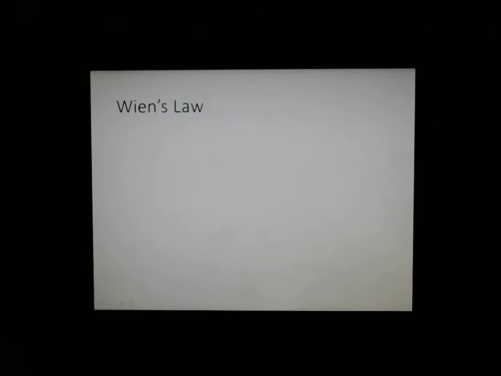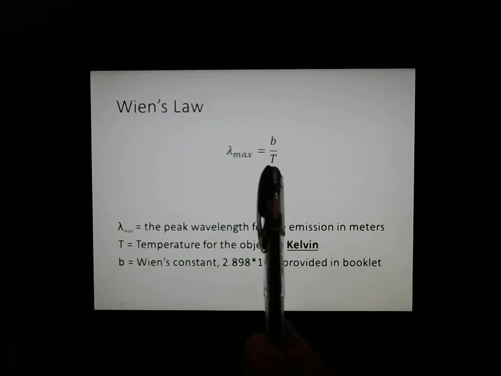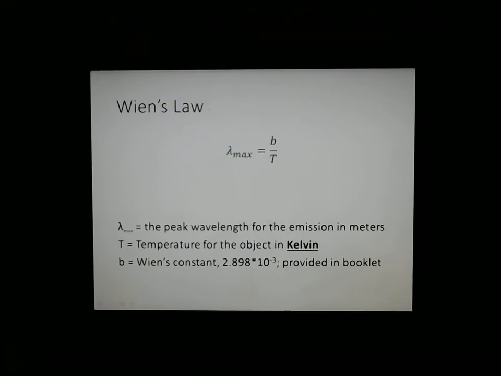And Wien worked out the relationship between wavelength of the light being given off and the temperature of an object, and this is the formula. Now, one thing that's really important to note is this T. It is not a change in temperature, it is an absolute temperature. So you must use temperature in Kelvin.